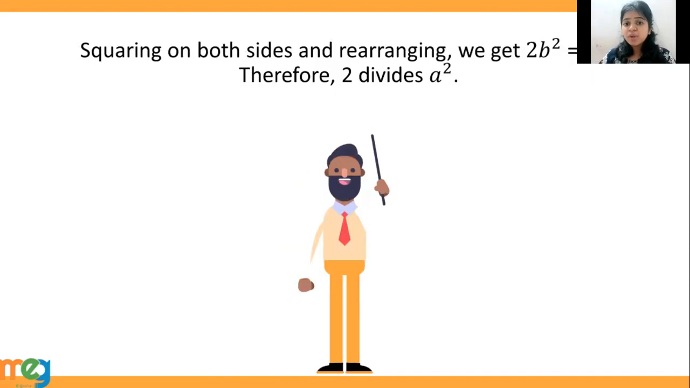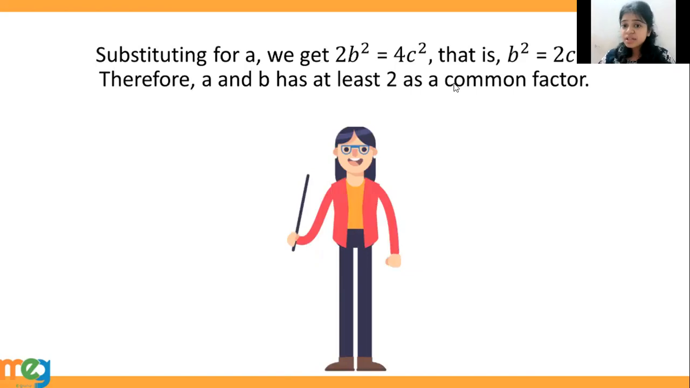Let's see what they have done here. 2 is dividing a square, right? So in this step, 2b square becomes 4c square. That is, b square is equal to 2c square. Now what they've done is they have divided the left hand side and right hand side by 2. So 2 divided by 2 both gets cancelled and it becomes b square, and 4 divided by 2 gives 2, so it becomes 2c square.